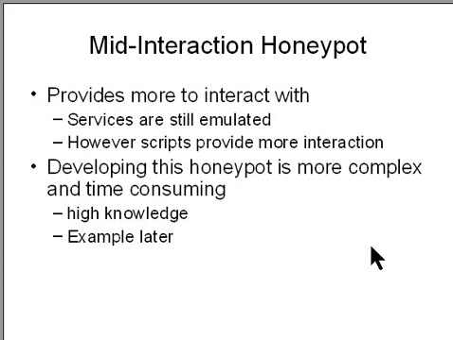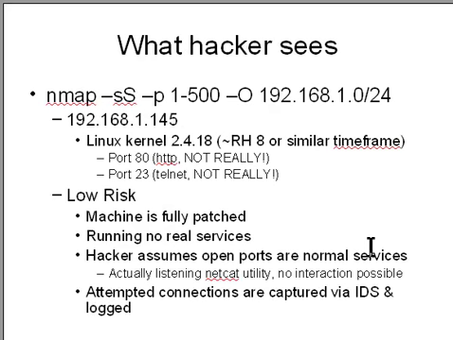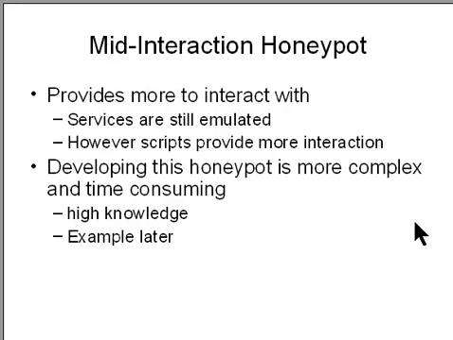Okay, a mid-interaction honeypot provides a little more interaction with the system. Recall over here that, for example, because telnet is running, the attacker may try to telnet to port 23, but there's going to be no response because it's really netcat listening. And so the attacker really can't interact in any way with the system.